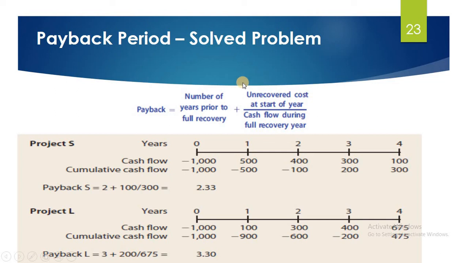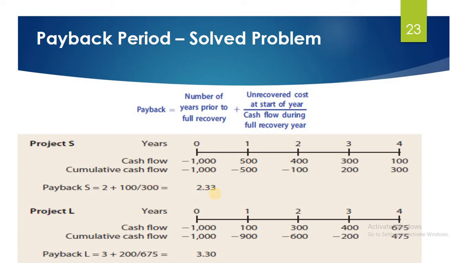Then we have to divide the uncovered cost at the start of the year by the cash flow during the full recovery year. So the uncovered cost at the start of year 3 is 100. So 100 divided by the cash flow during the full recovery year, which is year 3, is 300. 100 divided by 300, so 2.33 years.